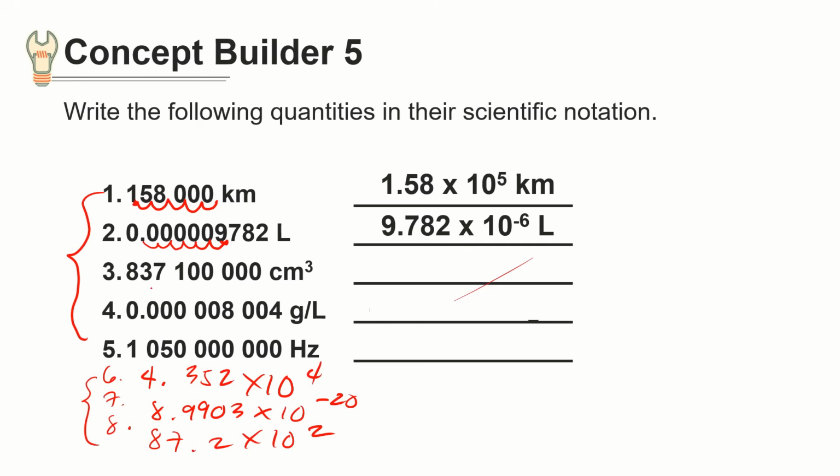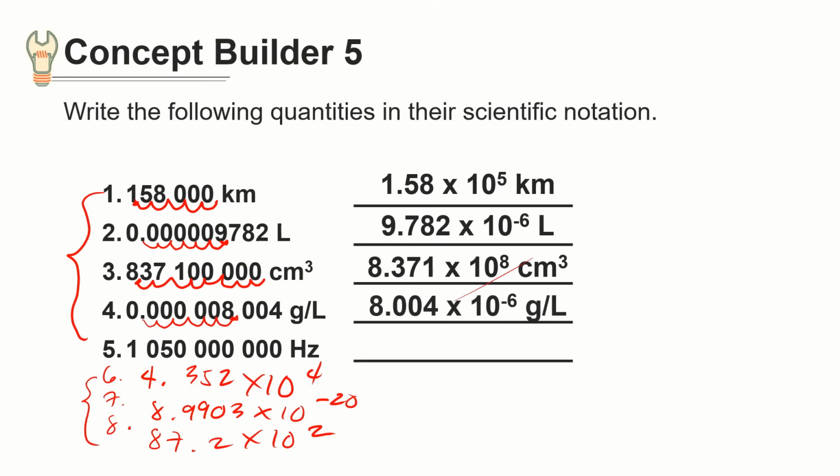For number 3, we have a value that is greater than 1, so we move the decimal to the left: 1, 2, 3, 4, 5, 6, 7, 8. We move it 8 times to the left, so the correct answer is 8.371 times 10 raised to 8 cubic meters. For number 4, this is less than 1, so we move the decimal place to the right: 1, 2, 3, 4, 5, 6 times to the right.